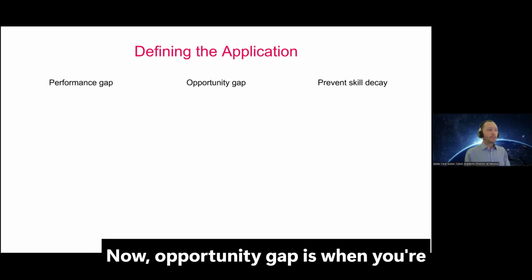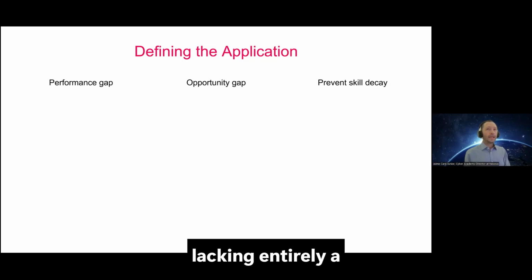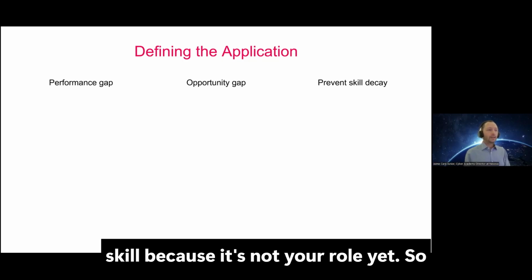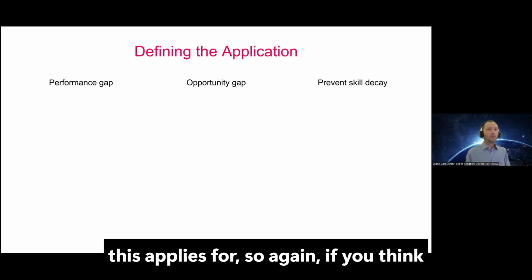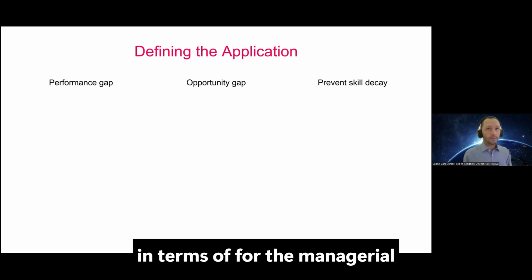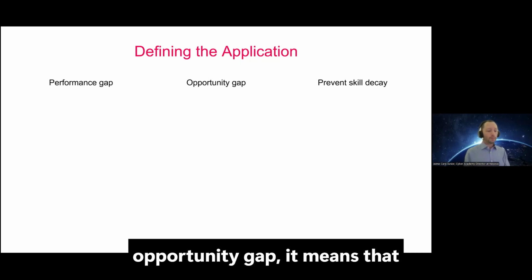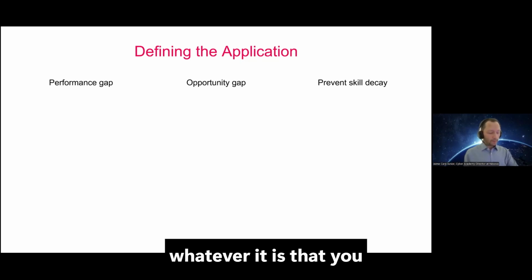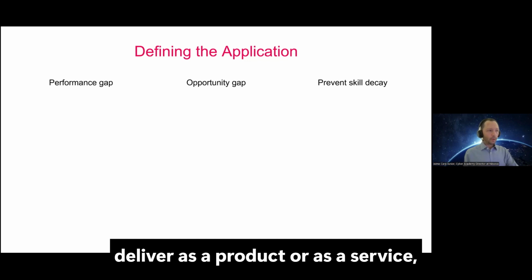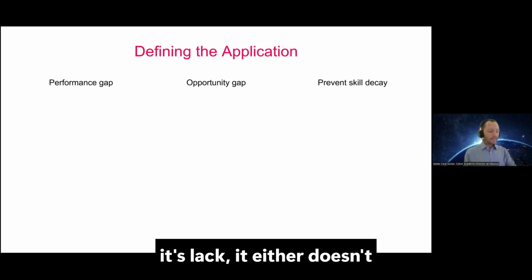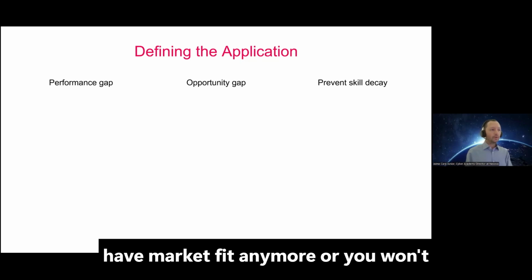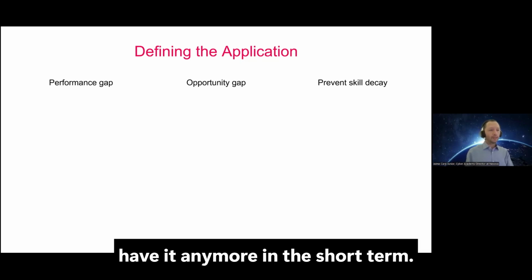Now, opportunity gap is when you're lacking entirely a skill because it's not your role yet. So this applies again, if you think from the managerial perspective, when you have an opportunity gap in your organization, it means that whatever it is that you deliver as a product or as a service, it either doesn't have market fit anymore, or you won't have it in the short term.